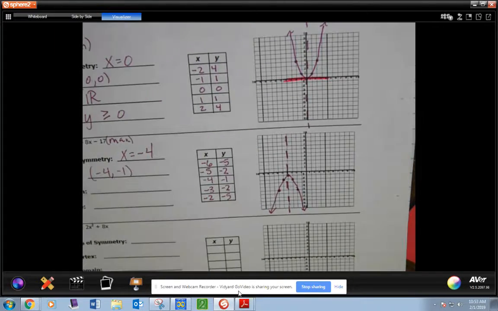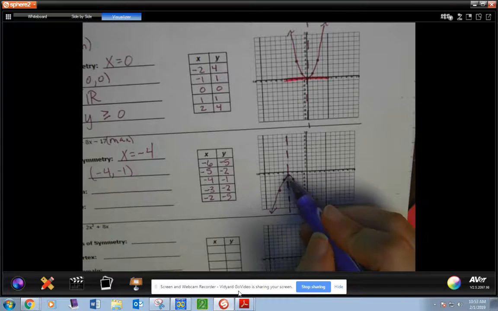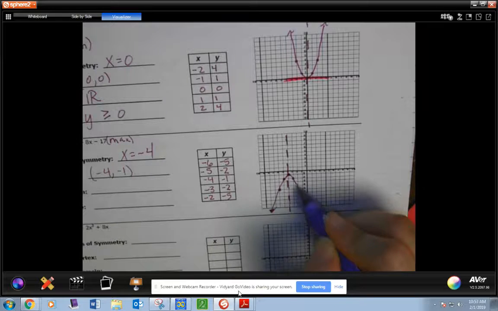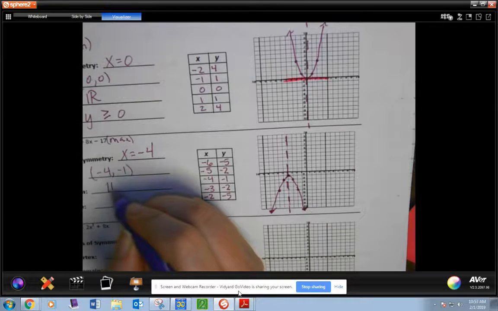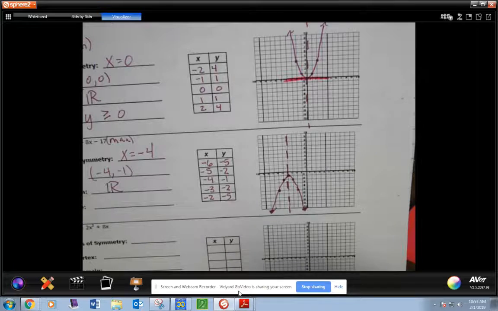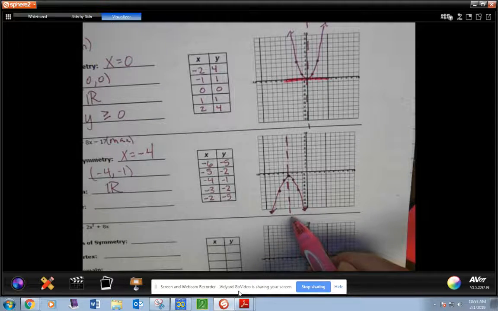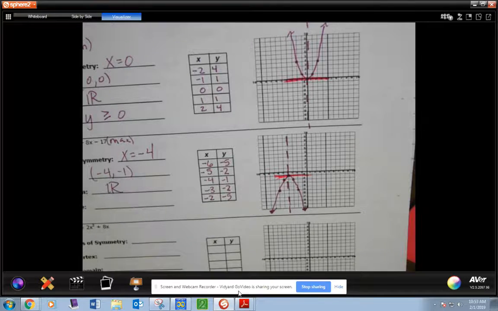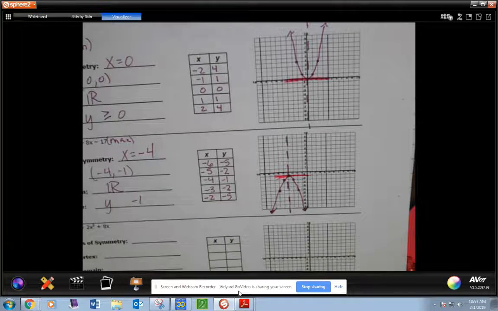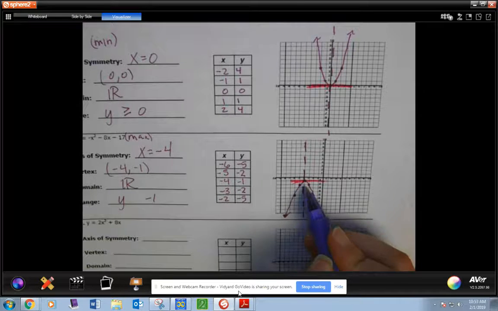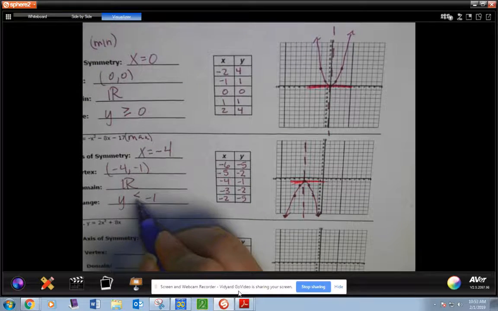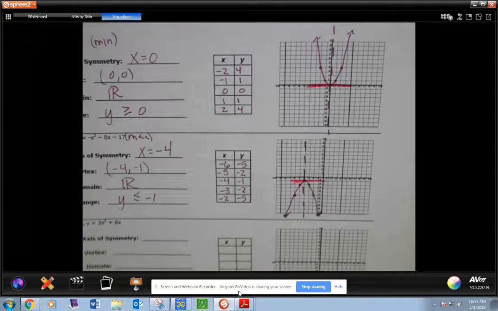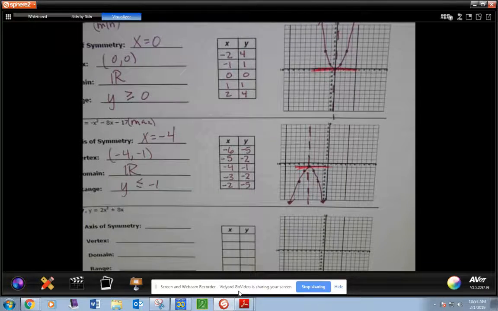And now I'm going to find my domain and my range. My domain, starting at my axis of symmetry, if I go left, it goes left forever. If I go right, it goes right forever. So my domain is all real numbers. And my range, if I go down, it goes down forever. But if I go up, it stops right here, and that is at -1 on the y-axis. Since the graph is going below -1, this would be less than or equal to, because it is exactly at -1. Okay, 2 more examples, then you got some on your own.